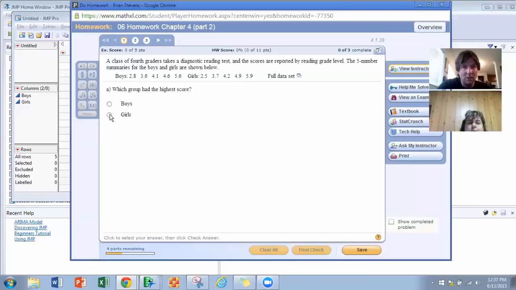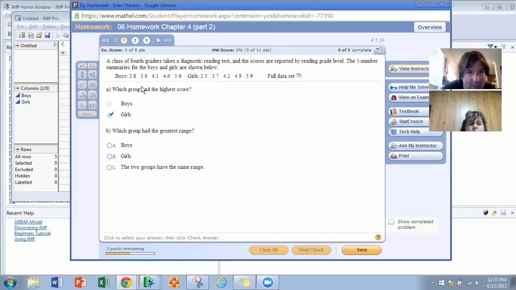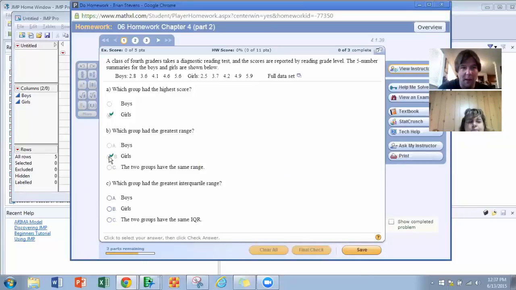Which group had the highest score? It's going to be the boys. No, excuse me, the girls. They have reverse boys and girls. Which group had the greatest range? So we need to do max minus min, which is looking to be the girls. Yeah, the girls have a higher max and a lower min, so by default they're going to have it.